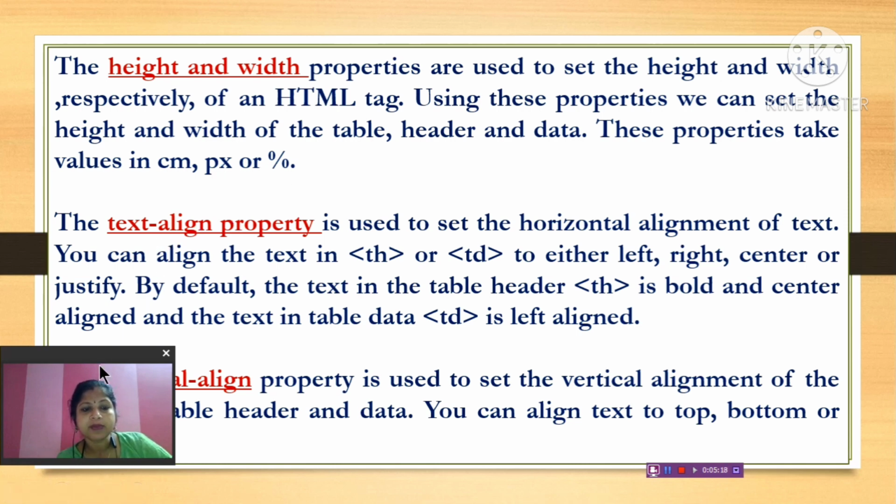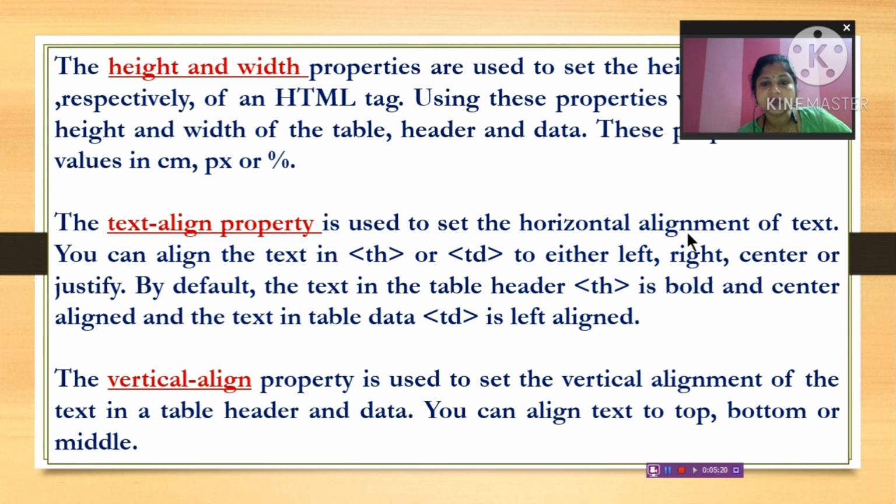The text-align property is used to set the horizontal alignment of the text. You can align the text in table head or table data to either left, right, center, or justify. By default, the text in the table header is bold and center aligned, and the text in table data is left aligned. And if you want to change it, you can use the align property. Then the vertical-align property is used to set the vertical alignment of the text in a table header and data. You can align the text to top, bottom, or middle. Okay. So these are the properties.